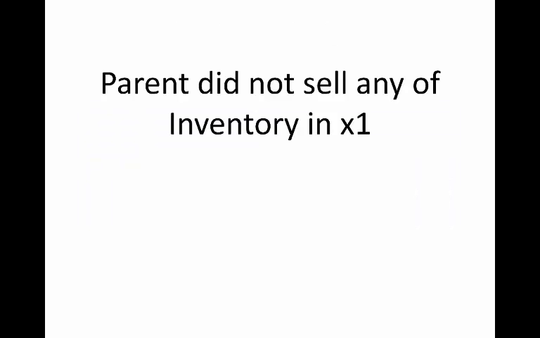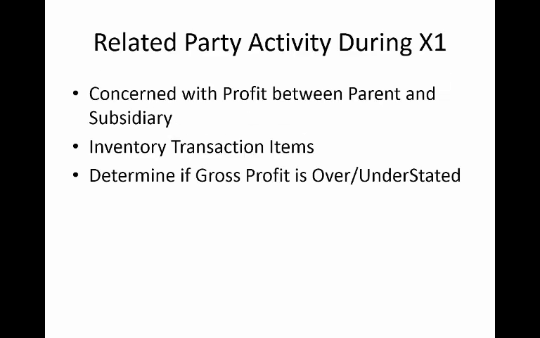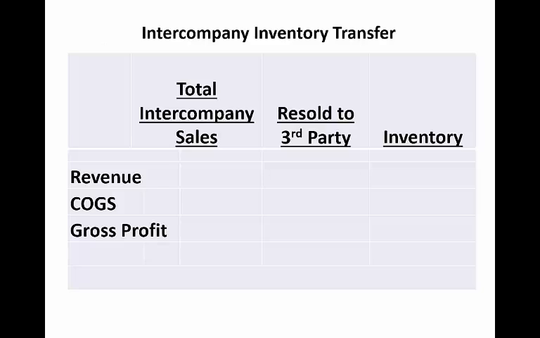This is where we have a difference between case 1 and 2. In this case, the parent did not sell any of the inventory in X1, but sold it in a later year, X2. Again, we have to determine, is there any deferred gross profit? Is the gross profit under or overstated? And again, notice we're not asking if it's the parent or the subsidiary. We're just asking, in general, is it under or overstated? And in fact, we know that it's not correct.